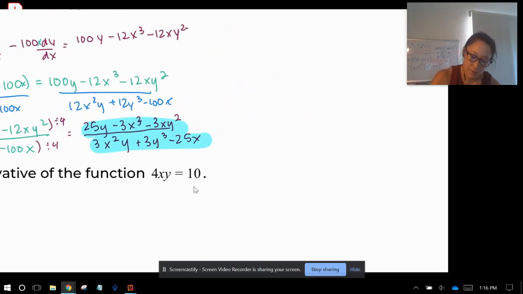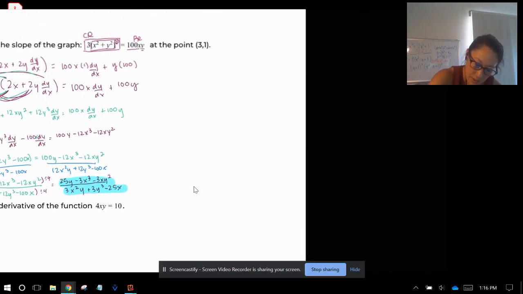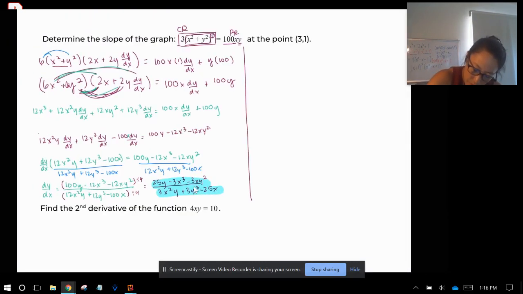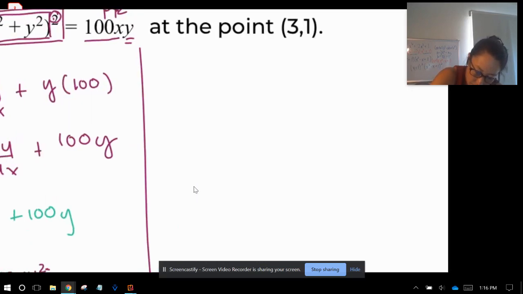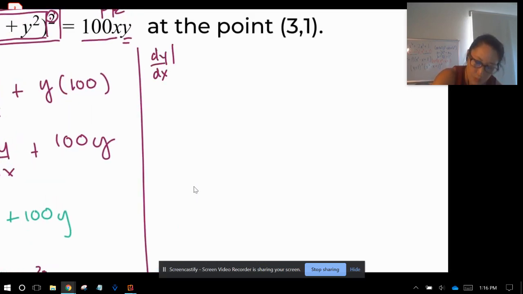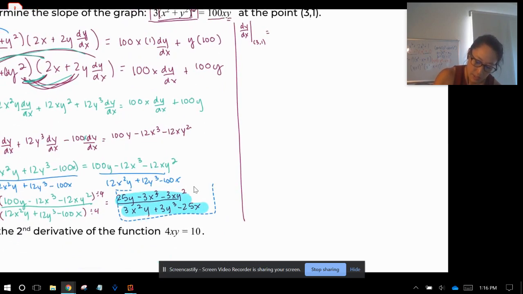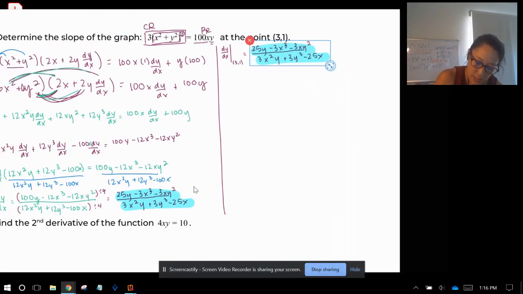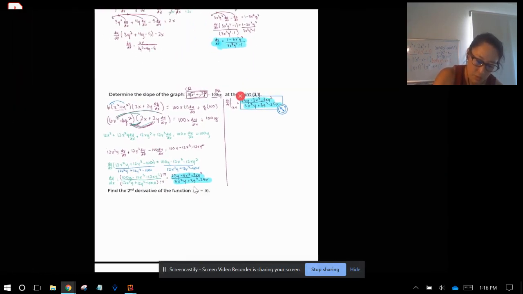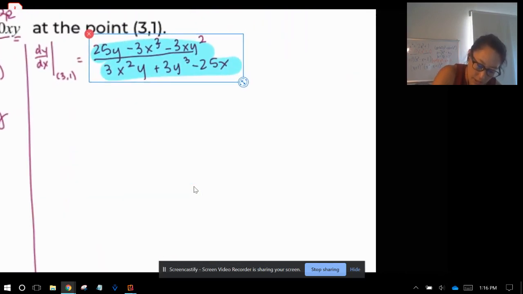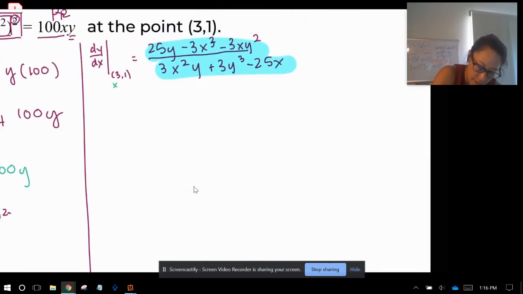All right, so we're halfway there because now we have to find the slope at the point 3, 1. So we're going to use our equation. We're going to say dy dx evaluated at 3, 1. Okay, and I'm going to cheat and take this with me. And now I'm going to substitute 3 and 1 in for x and y. This is my x and this is my y.